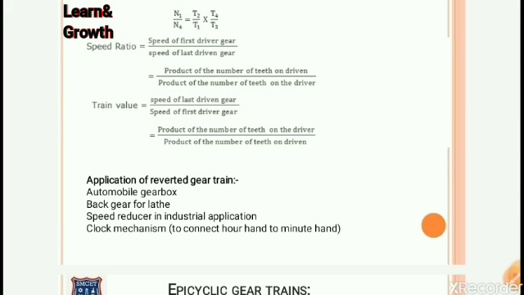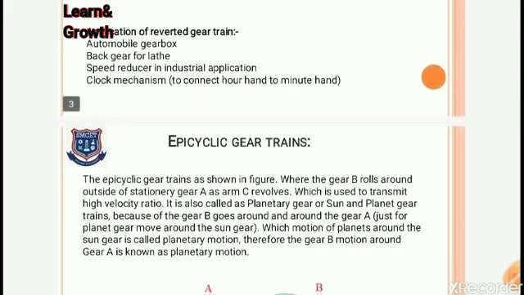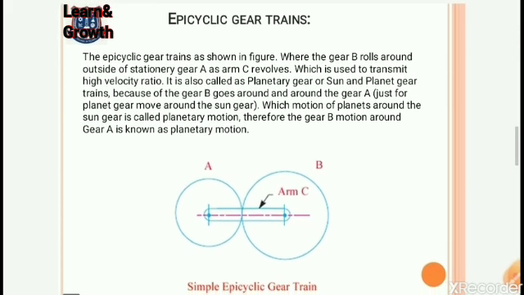Applications of reverted gear train. Here are the applications of reverted gear train. Reverted gear trains are basically used in automobile gearboxes, back gear for lathe machines, and speed reducers in industrial applications. Clock mechanism: in clocks, there is a requirement of smaller gears in less space, so reverted gear trains are used in clocks. Now we come to the epicyclic gear train.